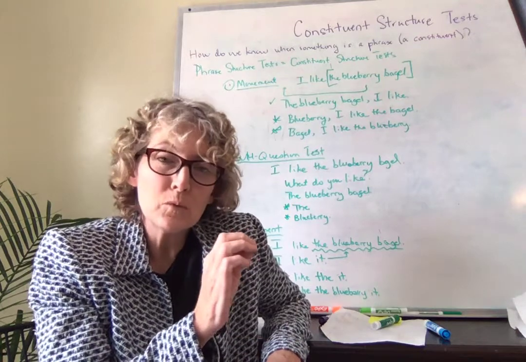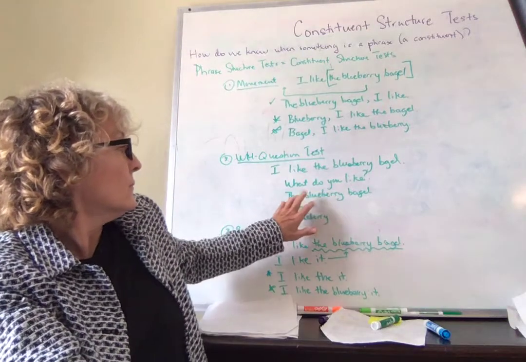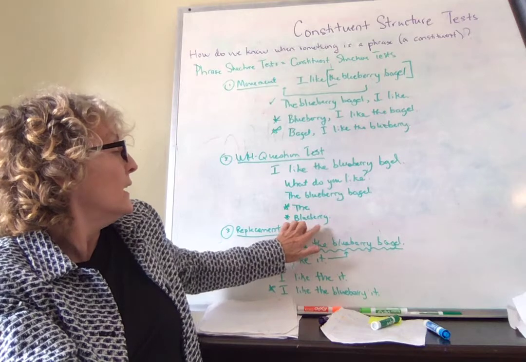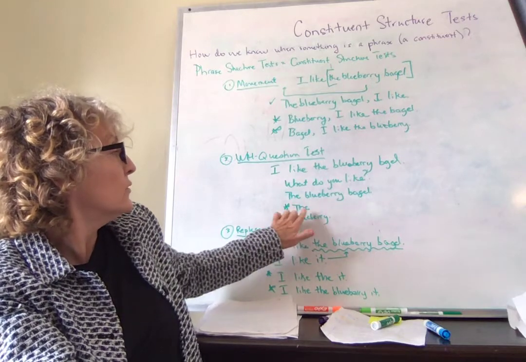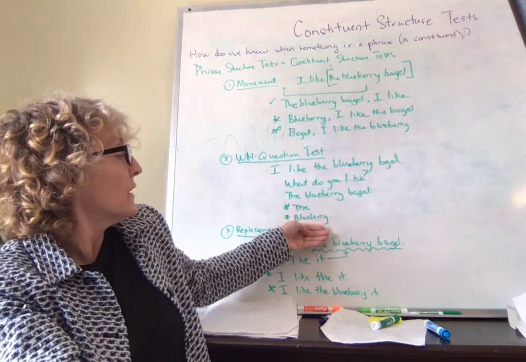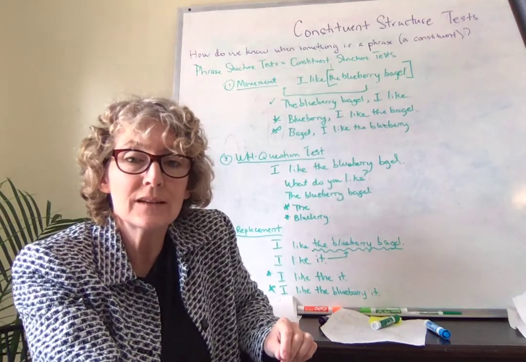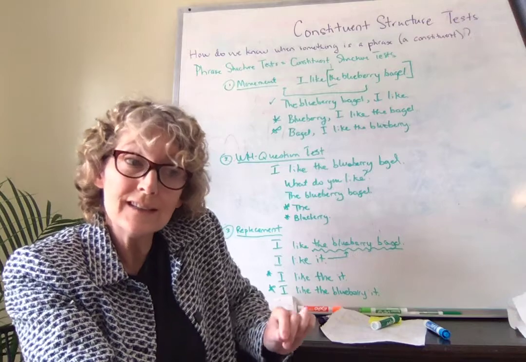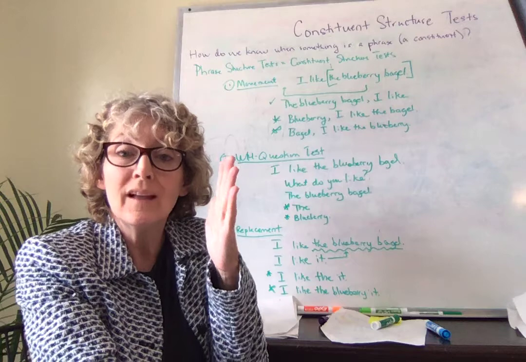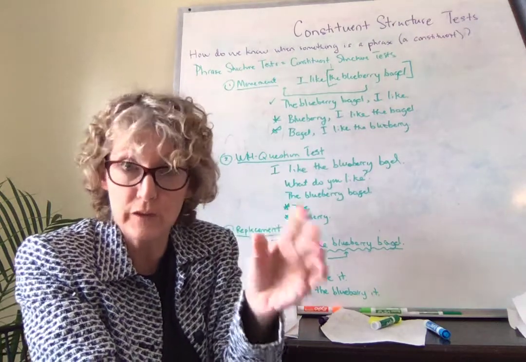So this is what's really important to look out for when you're doing the constituent structure tests. What do you like? Blueberry. This meaning has to correspond to I like the blueberry bagel. But blueberry here and here are being used in different ways. They have different meanings. So whenever you have an example of a sentence where the meaning has changed, you're going to know that that is not a sentence that is working for you for the test.